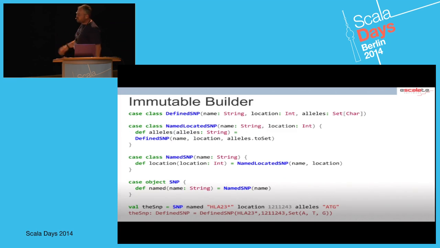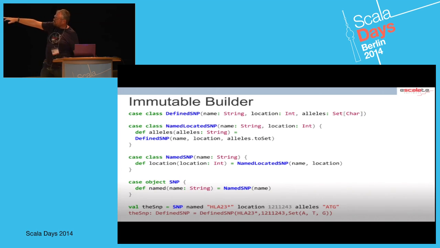So another example is the fully guided creation of something using an immutable builder. Something like this. At the end result, we want a defined SNP, a single nucleotide polymorphism in genetics terms. It's just a way of talking about a mutation in genetics or in the genome. That's where we want to get to. It has to have a name, a location, and alleles. In practice, they have quite a few more fields than this, but it didn't fit on the slide, and you get the idea.